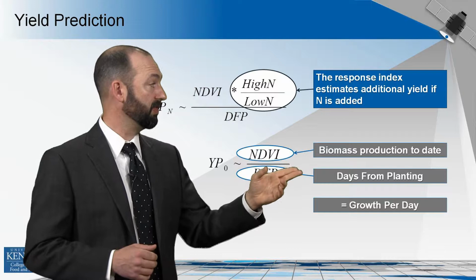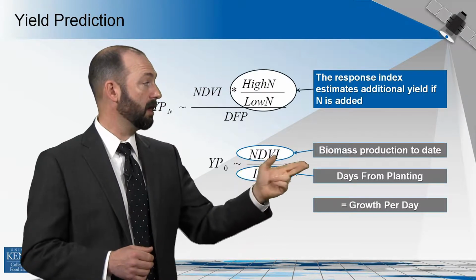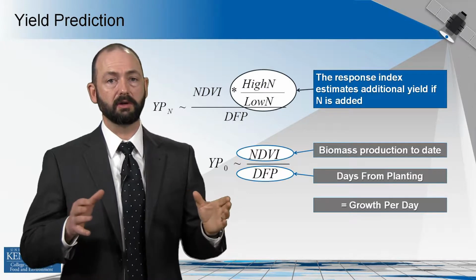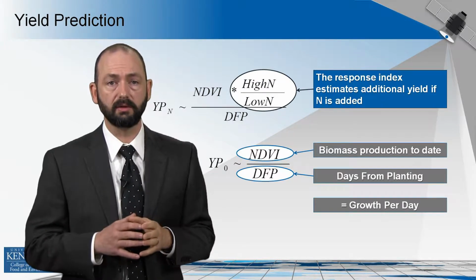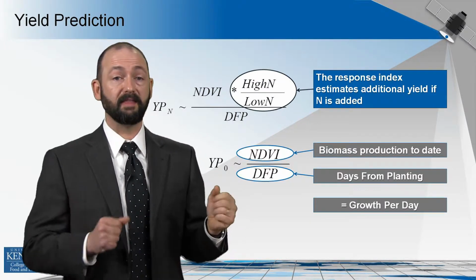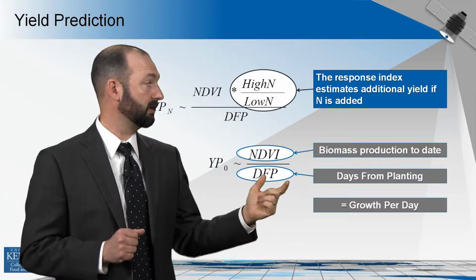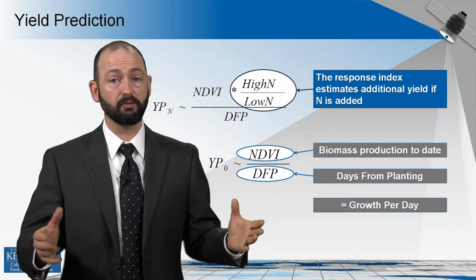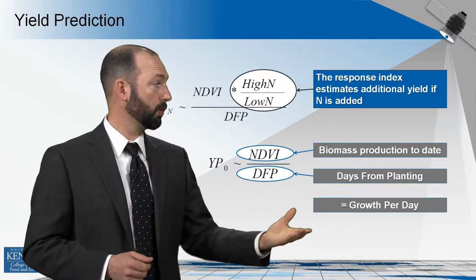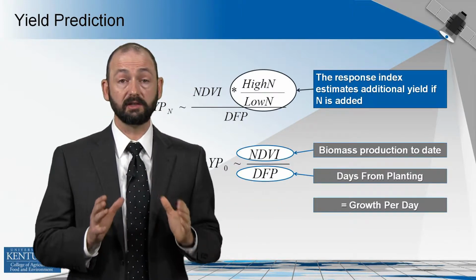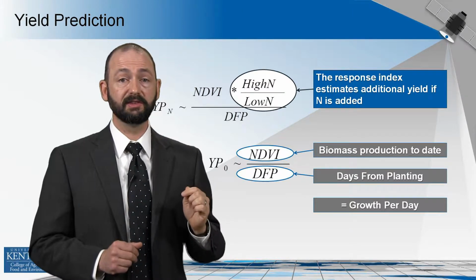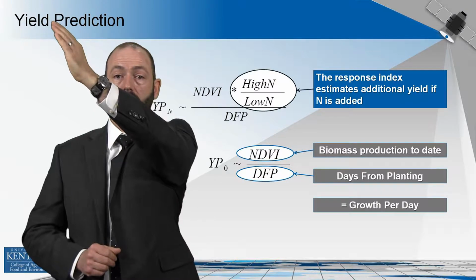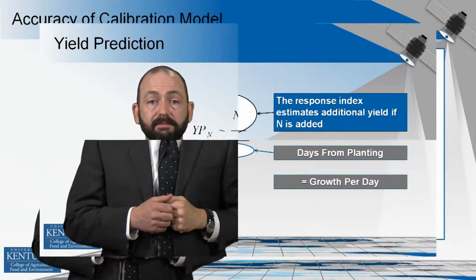The yield without nitrogen is just the biomass production to date, because remember I said NDVI is really simply a measure, or it's very strongly correlated to biomass production. And that's why the farmer enters days from planting, because we take the biomass that we see today, divided by the days from planting, and that equals the growth we're getting per day. So what the equation is doing in essence is, it says, I've had this much growth up to now, and I'm predicting out future growth over the rest of the growing season.